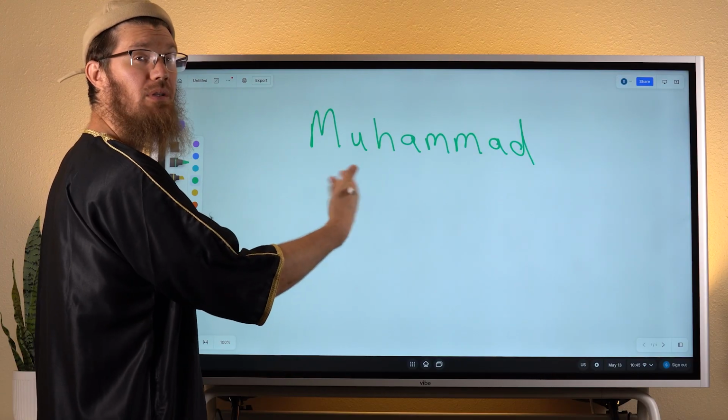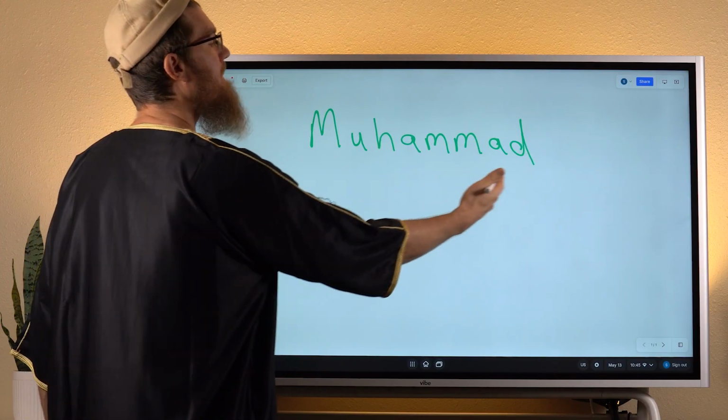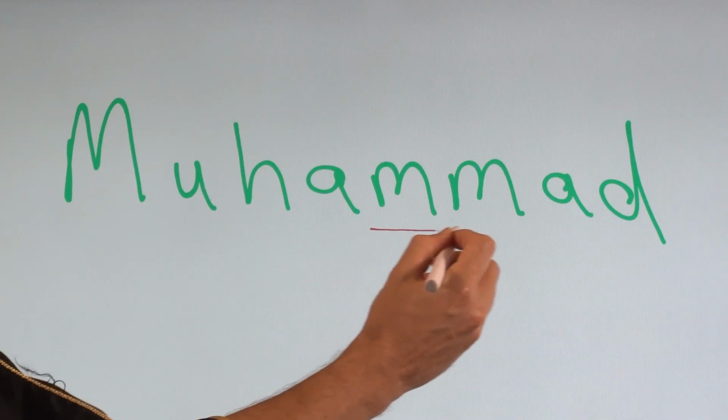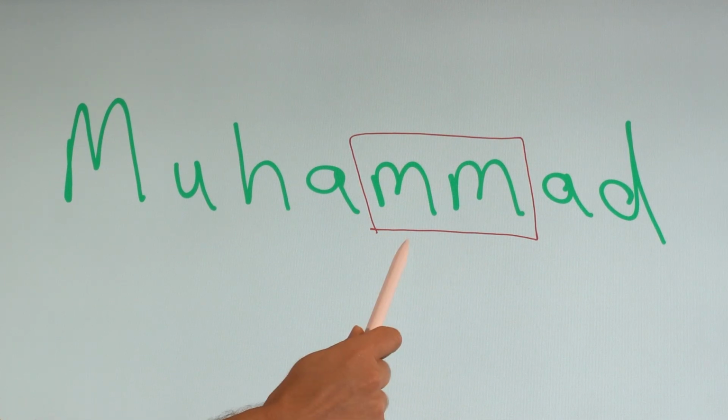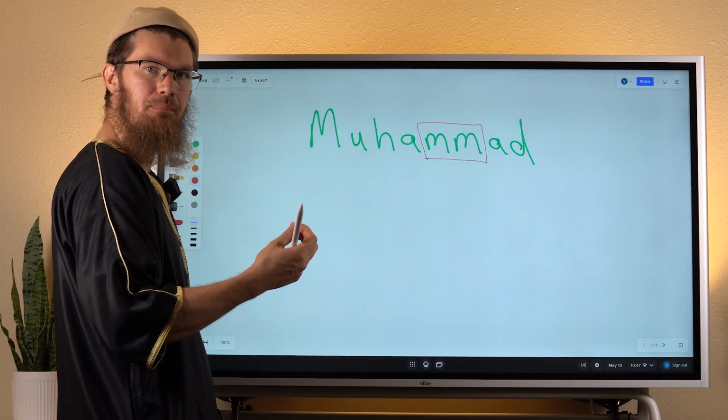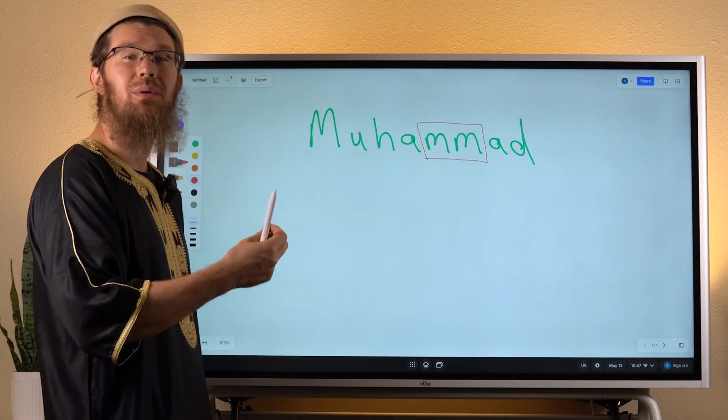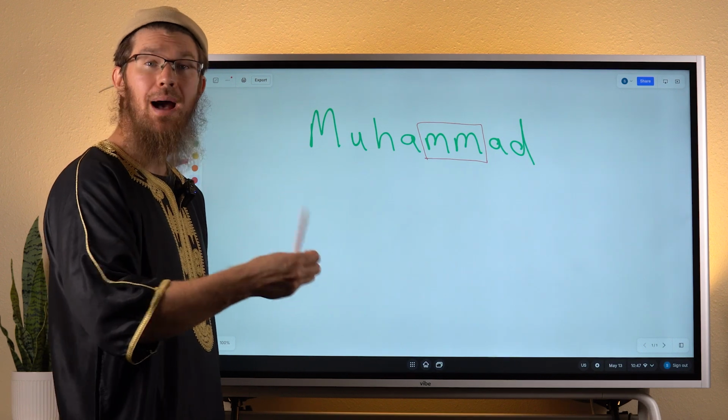Where do we see a double letter in the name Muhammad? Well, that would be right here. We see two M's. And because there are two M's, you're going to pronounce that M with a bit more strength. You're going to stress that M sound, Muhammad.